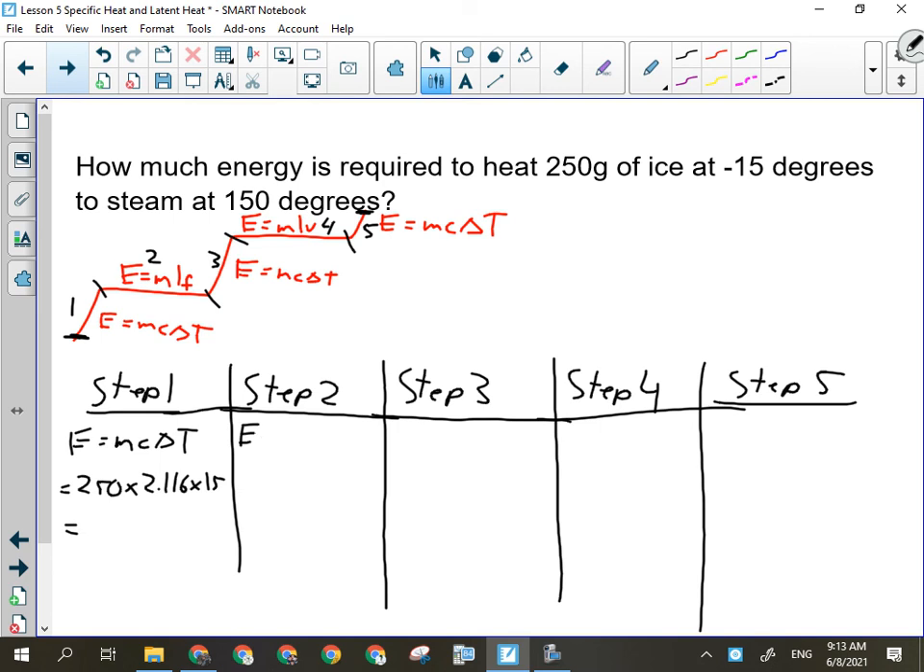All right, step 2. In step 2, I now have ice at 0 degrees Celsius, and I'm going to continue to add heat. What's the ice going to do? It's going to melt. To calculate how much energy is required to melt ice, I use this formula: E equals m times the latent heat of fusion of water, 333. So m times LF. What's my mass? 250. Will it be 250 for every step? Yes. I can't create or destroy matter. If I started out with 250 grams of ice, I'm going to end with 250 grams of steam. I can't lose water molecules along the way here. So 250 times 333. That's our LF.